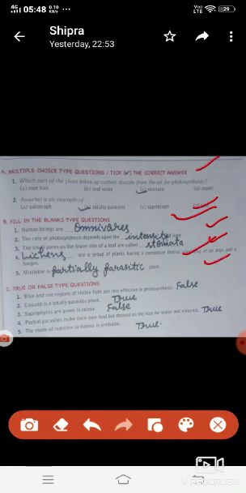State true or false. Here, blue and red regions of visible light are less effective for photosynthesis. That is false. Cuscuta is totally parasitic. That is true. Saprophytes are green in color. That is false. Partial parasites make their own food but depend on the host for water and minerals. That is true. The mode of nutrition in lichen is symbiotic. That is true.